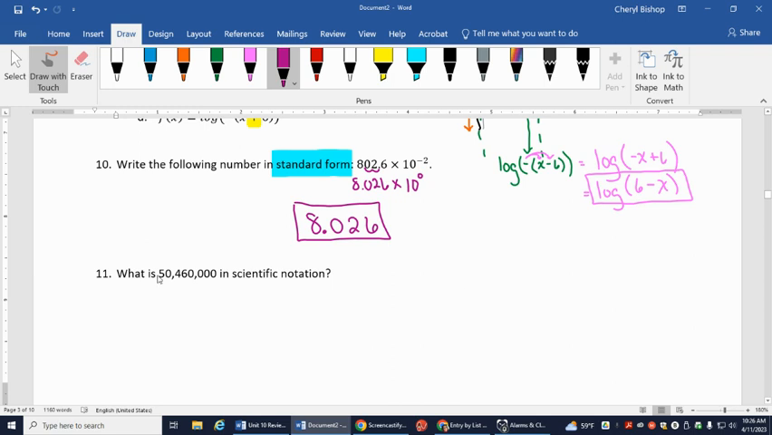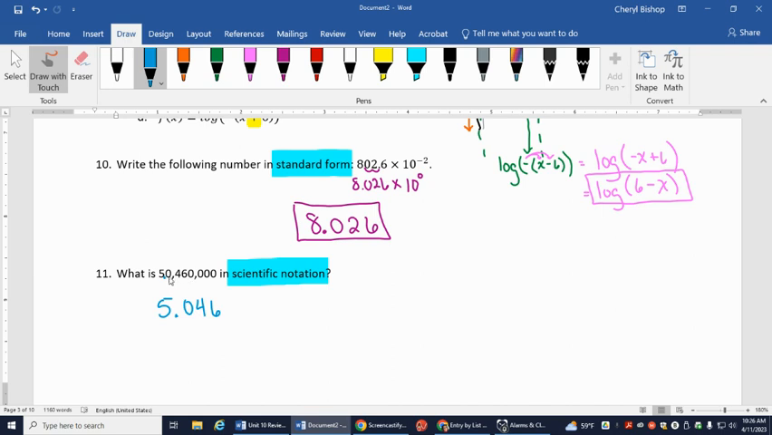Okay. So this time, on number 11, I want to take this number and put it in scientific notation. So this time I do want the times 10 to the whatever exponent. So when I do this one, I'm going to have 5.046. You keep going until you run out of numbers that aren't 0, right?